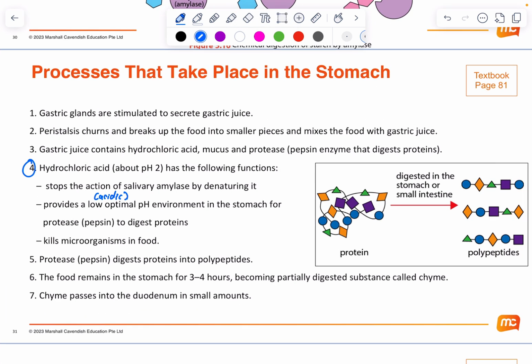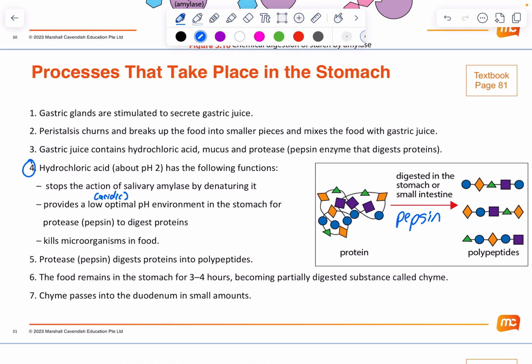Protein will be digested by pepsin to form polypeptides. The third function is that it helps to kill microorganisms in the food, preventing yourself from taking in bacteria and so on, though it kills most of it. So a question that can be asked is: what is the function of the hydrochloric acid in the stomach? First is to stop enzyme activity of salivary amylase. Second is to produce an optimal pH for your enzyme pepsin to work. And lastly, the third is to kill off any microorganisms.